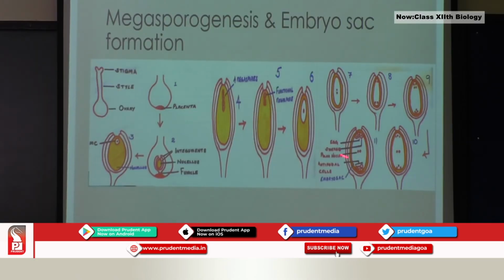And what happens to the other male gamete? The other male gamete goes and fuses with the 2 polar nuclei in the central cell to form the primary endosperm nucleus. And the primary endosperm nucleus goes on to later become the endosperm or the nutritive tissue, which will nourish the developing embryo. From where is the embryo going to arise? From the zygote, which is formed by the fertilization.